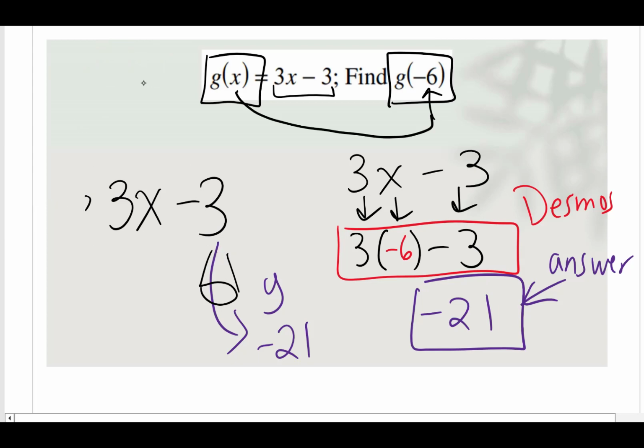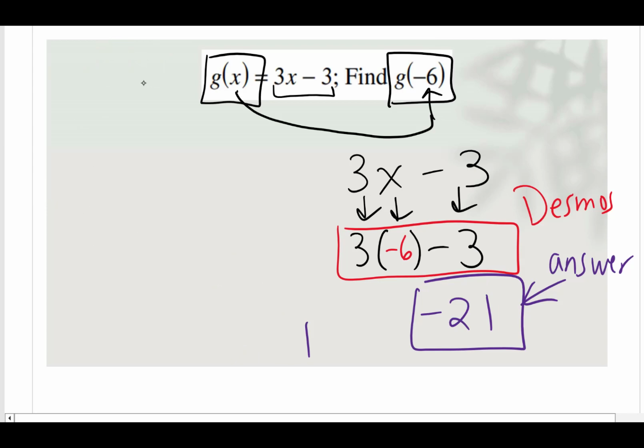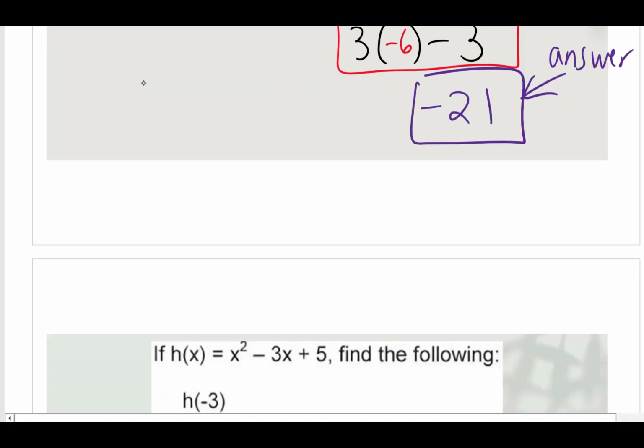It's the first example, so that's why I'm copying it. Okay, so let's go to the next example.